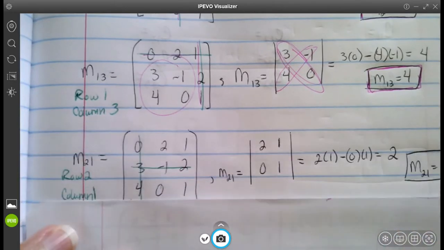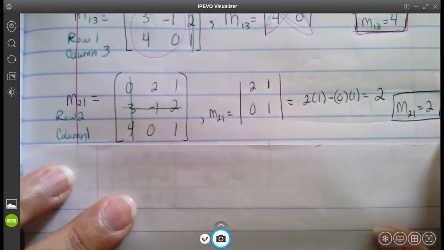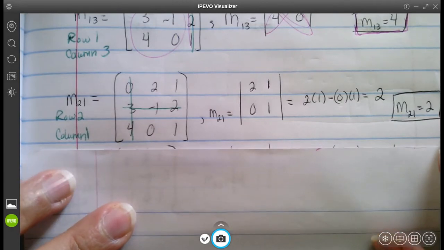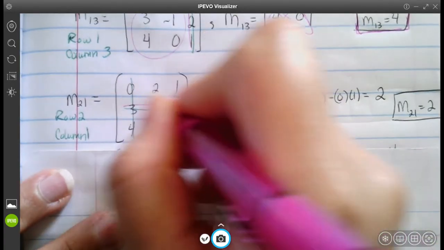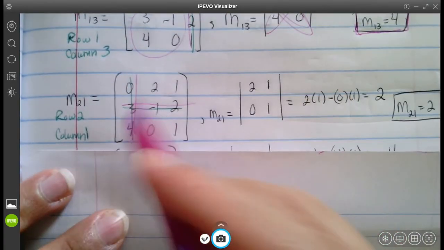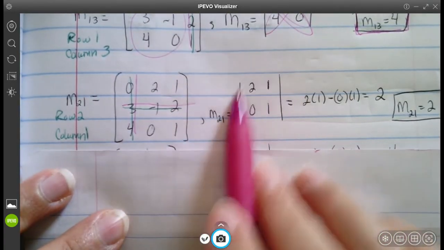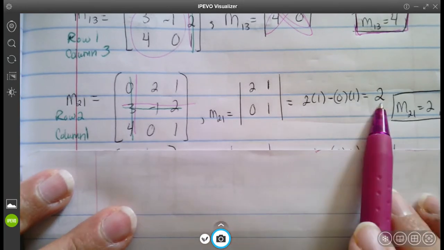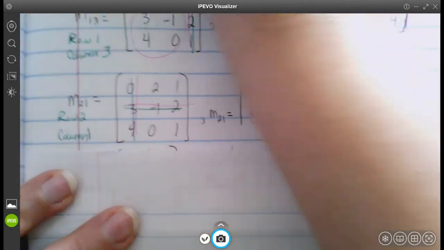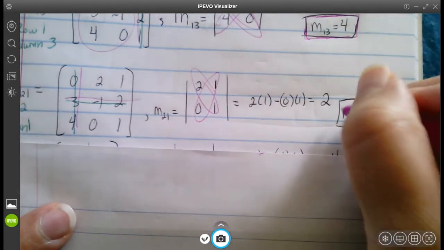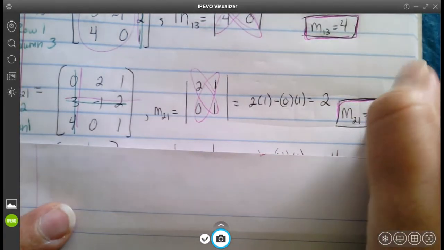Okay. We do it again. I do recommend you copy these down. So if you need to pause, pause. So M21, which is going to be row 2, column 1. We're left with these 4 numbers. So there we go. Write them out, do our determinant. Okay, and we end up with M21 is equal to 2.